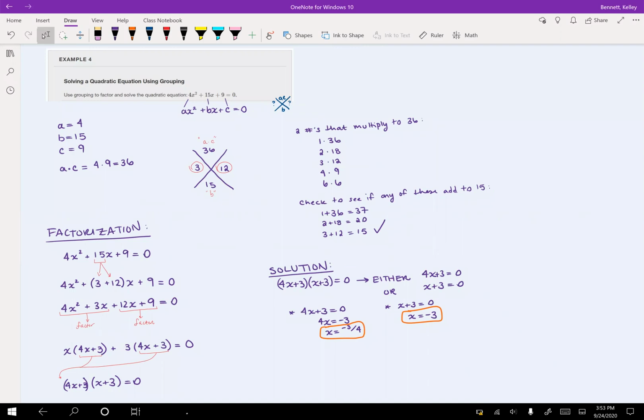So the question statement was use grouping to factor, which we did, and solve, which we did. So the factorization is just where we split it into two terms multiplied together. And the solution is when we take those two terms and solve them independently, set them to 0, and solve it.